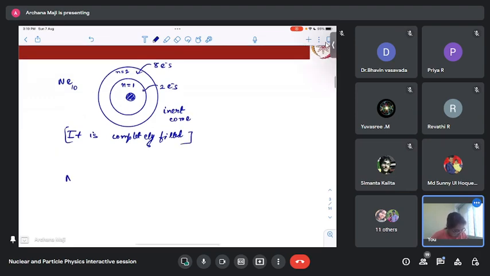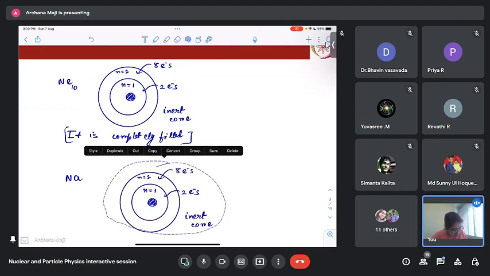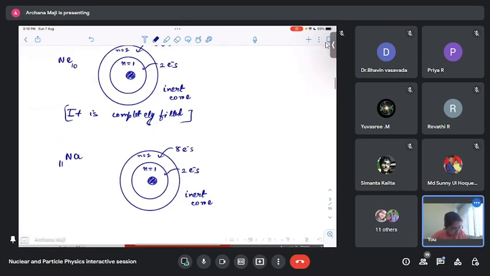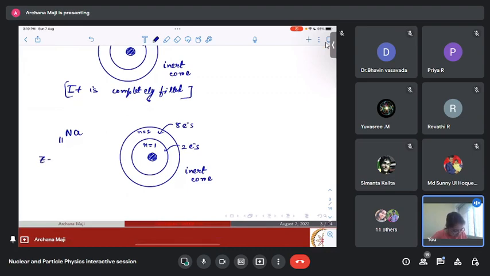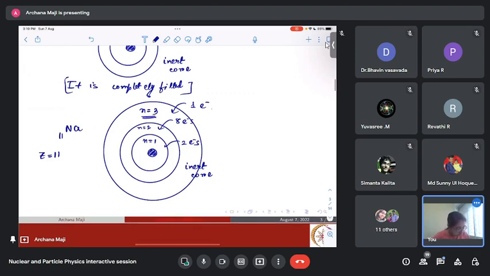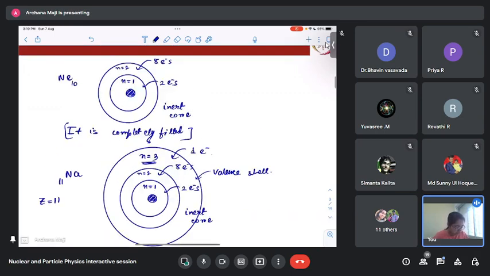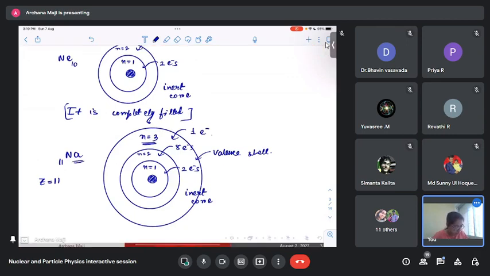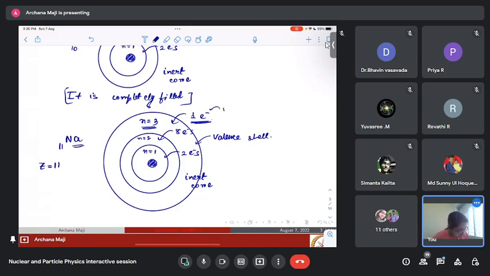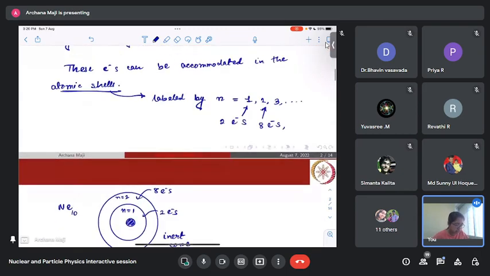Whereas if we consider sodium, then this same configuration is there, apart from one more electron. So sodium has Z equal to 11. So there will be one more atomic shell, n equal to 3, and that contains 1 electron, right? So this n equal to 3 for sodium is the valence shell, and almost all the properties of this particular atom, sodium, will be dictated by this valence electron. This one electron is called the valence electron.